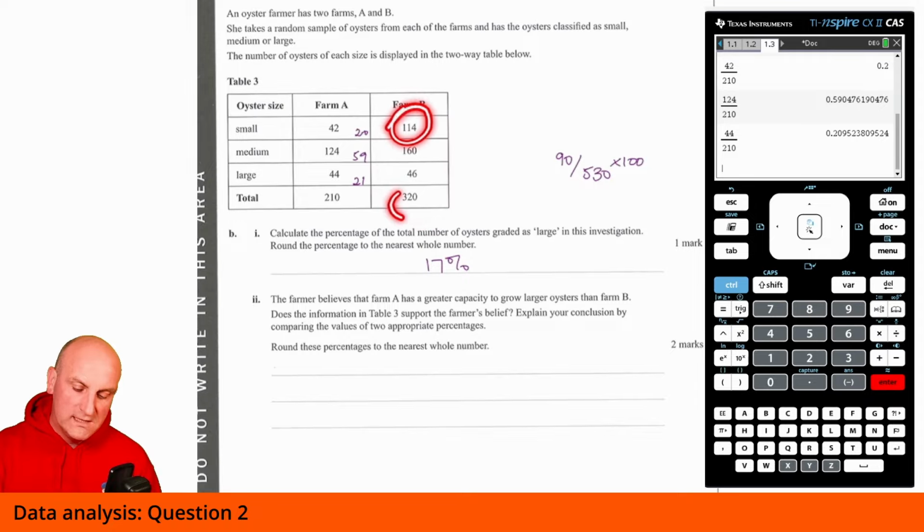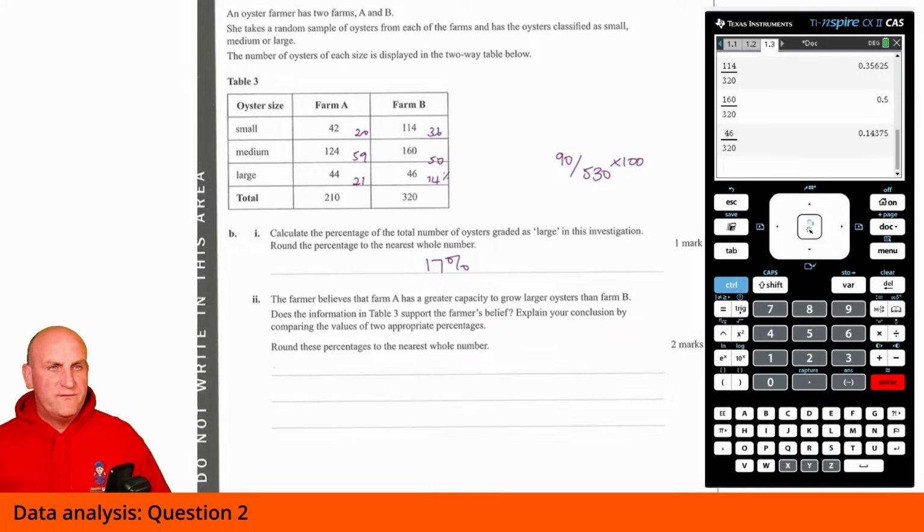So I'm going to do 114 divided by 320, which gives me 36%. 160 divided by 320 gives me 50%. And the other one, 46 divided by 320, gives me 14%.